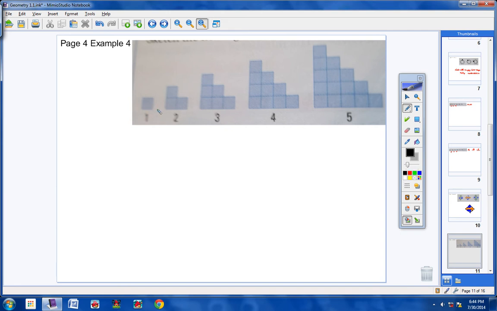Okay, in figure number 1, we have 1 block in the bottom. In figure number 2, we have 2 in the bottom, and then we build up like a staircase. In figure number 3, we have 3 in the bottom, and then we build up like a staircase. Here we have 4 in the bottom, and we build up like a staircase. This one has 5 in the staircase. So it only makes sense to me that our next figure is going to have 6 in the bottom.